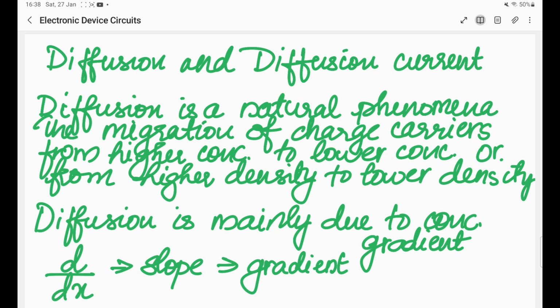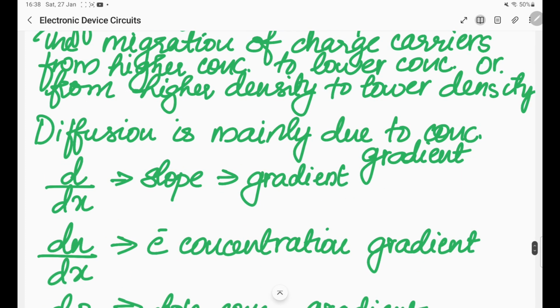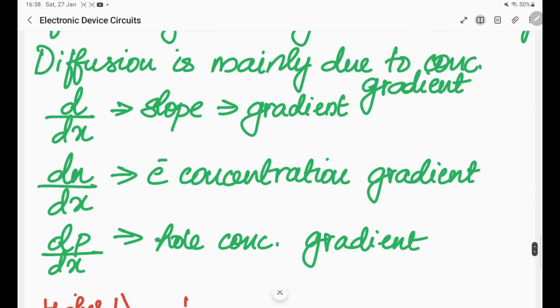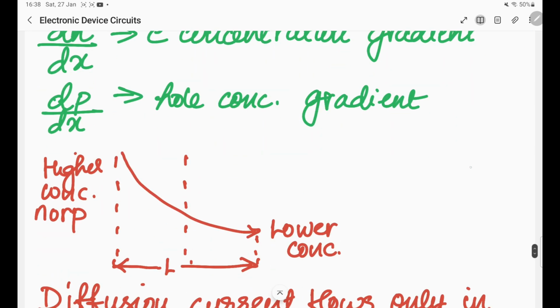Diffusion is actually a natural phenomenon, the migration of charge carriers from higher concentration to lower concentration, or from higher density to a lower density, and that is called diffusion. So what is diffusion? It's a migration of charge carriers. Diffusion is mainly due to concentration gradient, that is dN by dx is the electron concentration gradient and dP by dx is the hole concentration gradient. You see the migration of charge carriers from higher concentration to lower concentration, the graph is showing this.